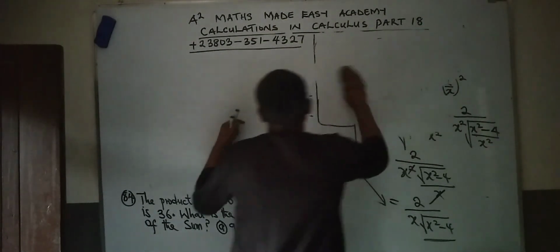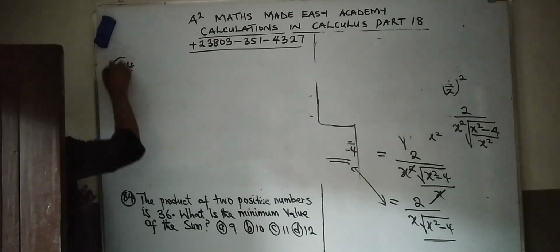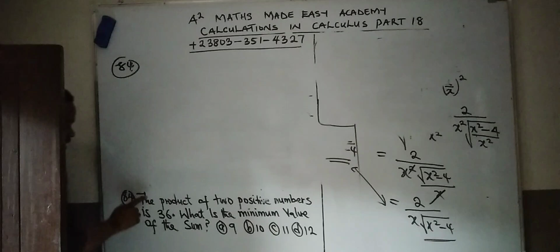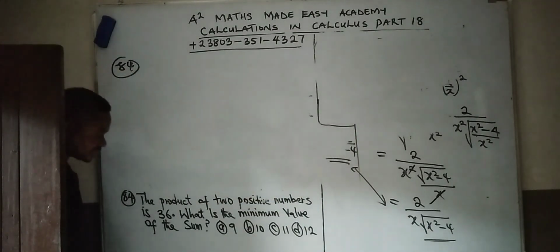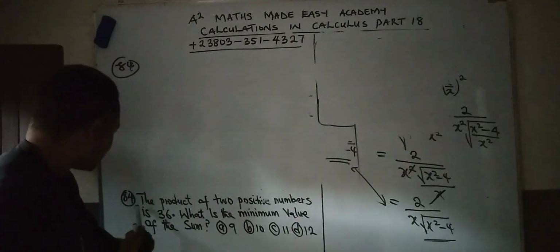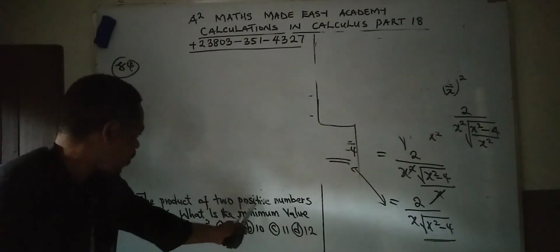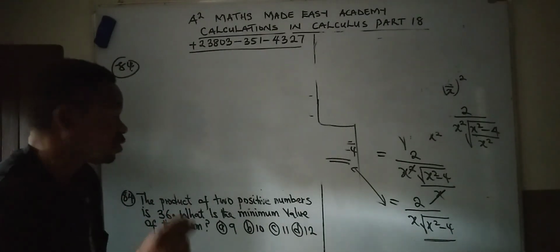Now, if that is the case, can we look at the last question? The last question is question number 84. Now watch this. The product of 2 positive numbers is 36. Do we know the product of the 2 positive numbers? Look at it. The product of 2 positive numbers is 36. Do we know the two numbers?